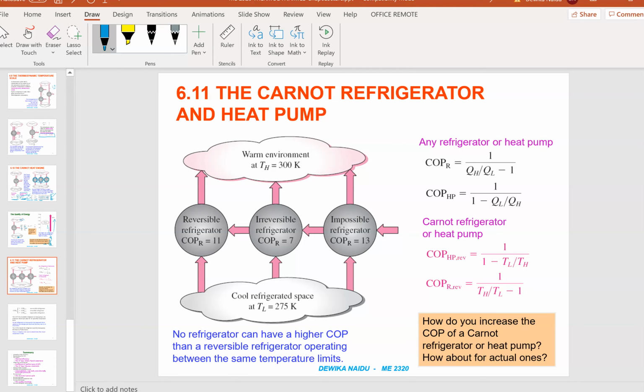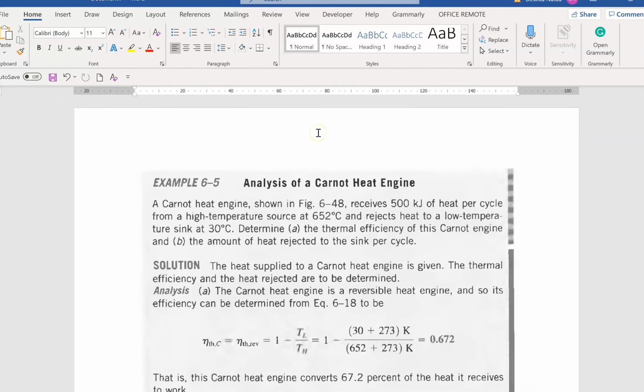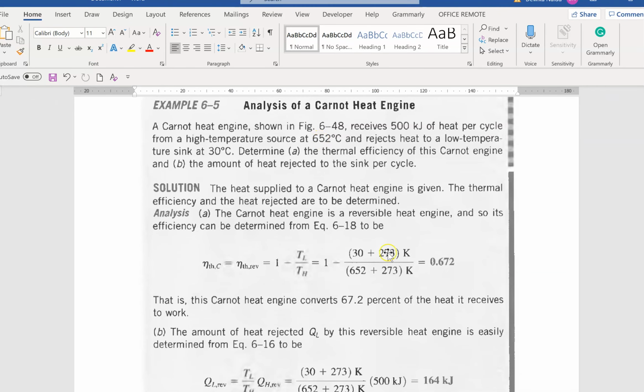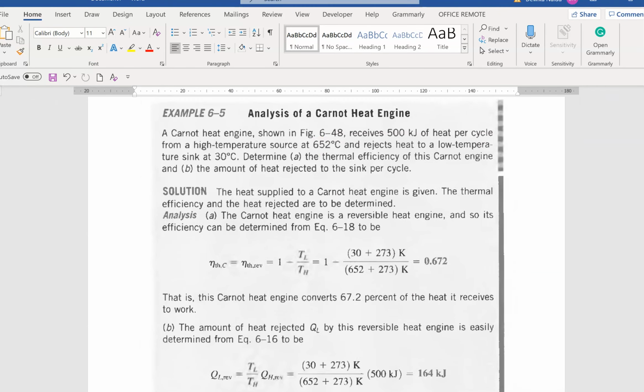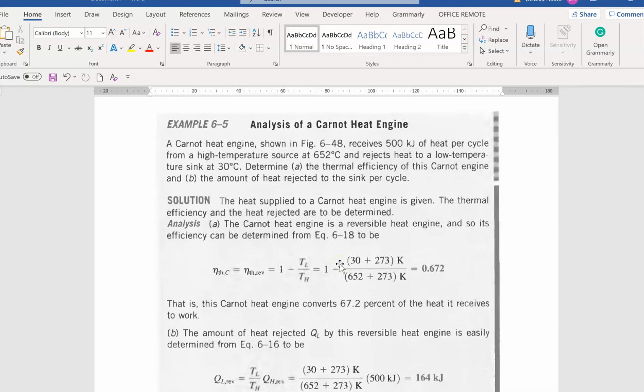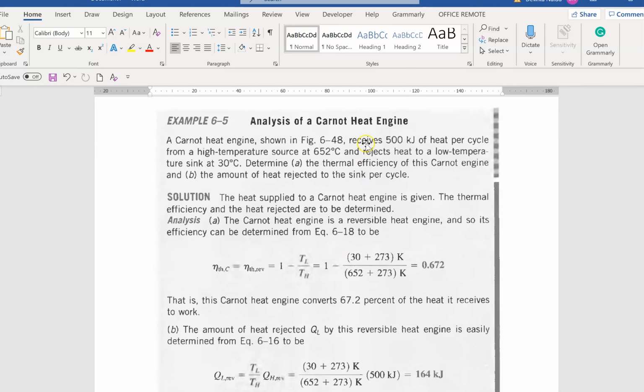Before going into this, let me solve one question for the heat engine. Let's look at this question. We'll just make the screen a bit smaller. The Carnot heat engine shown in figure 6.48 receives 500 kilojoule of heat per cycle. This is from the textbook. The heat Q comes from a high temperature source of 652 and is rejected to a low temperature of 30 degrees. Determine A, the thermal efficiency of the Carnot engine.